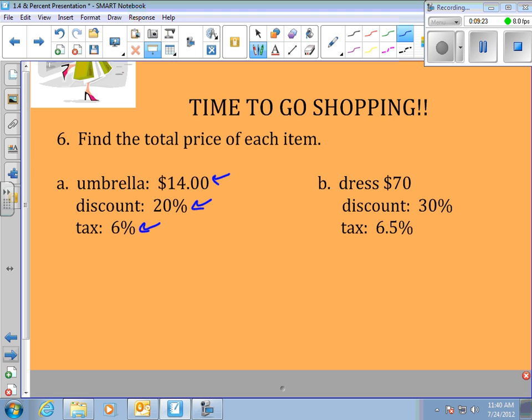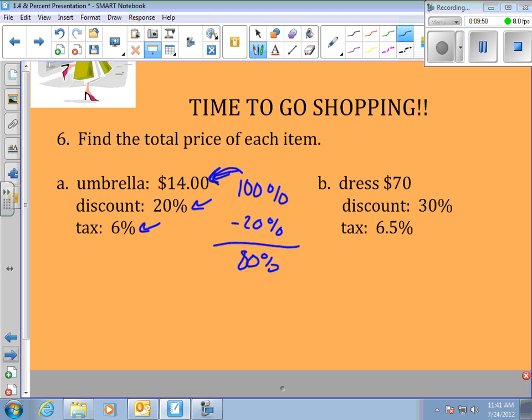So there's a couple different ways to do this. I'm going to show you the way I do this. I use shortcuts. First of all, if I was going to pay 100% of the cost, I would pay this $14. But I'm taking 20% off. So I'm going to subtract this 20% from 100%, and that's left with 80%. So really, I only have to pay 80% of the $14 here.